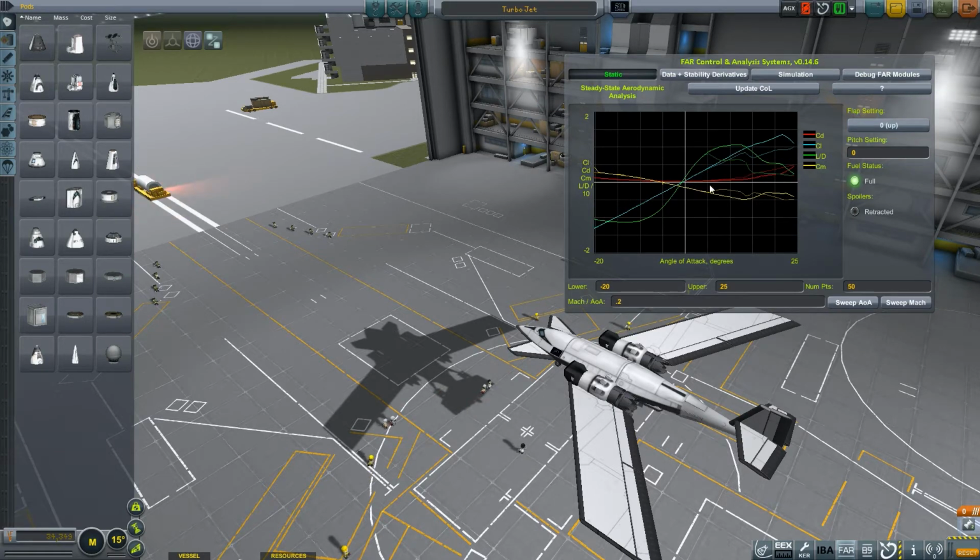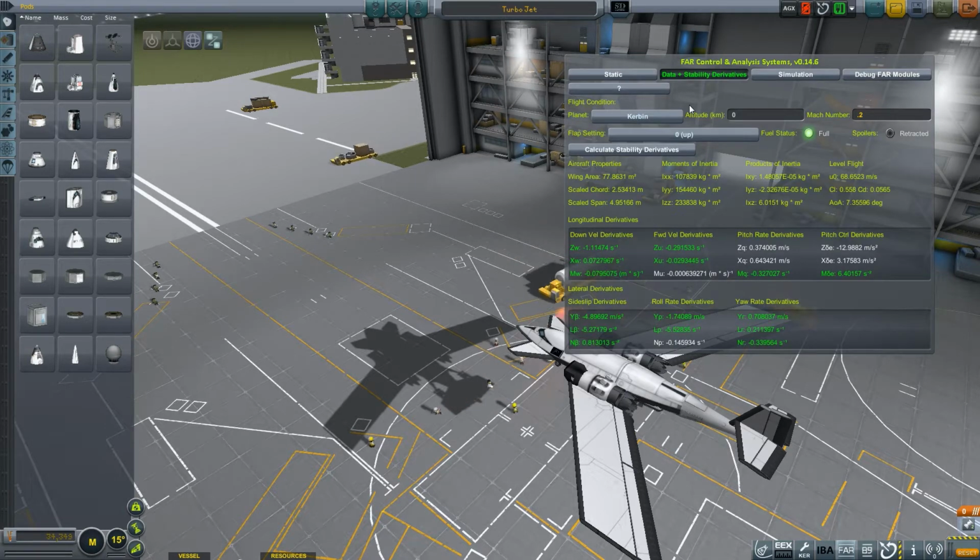If the line splits like it does right here, that means we stall at this angle of attack and this speed. The faded line is the values after the stall. How we use that is if we go to the stability derivative page, pick that speed and whatever altitude we're going to be traveling at that speed at, see what angle of attack we need for level flight.